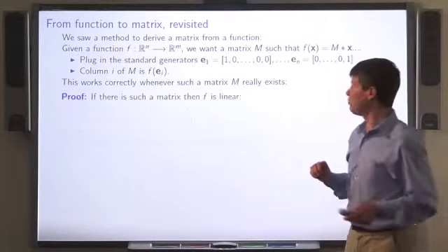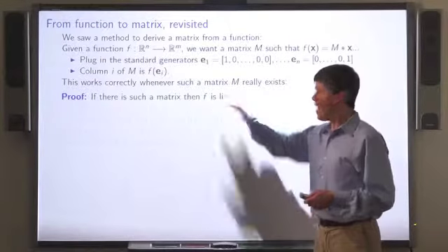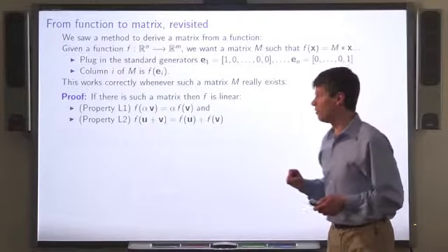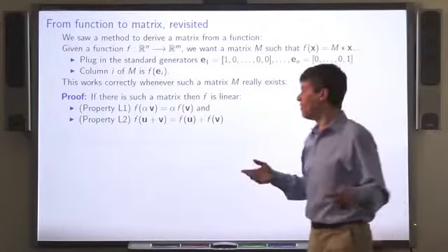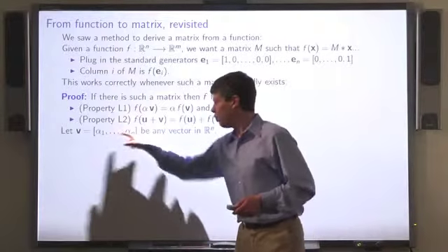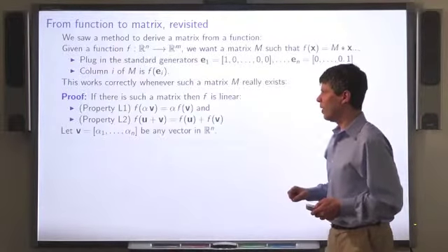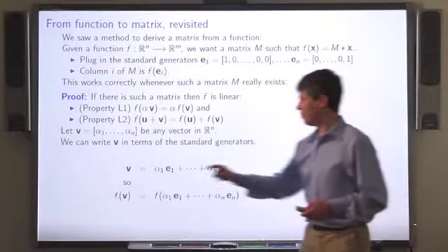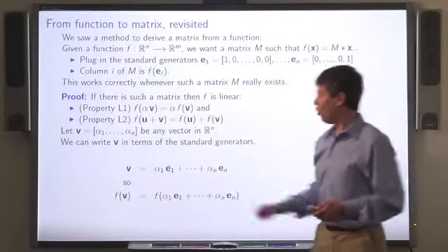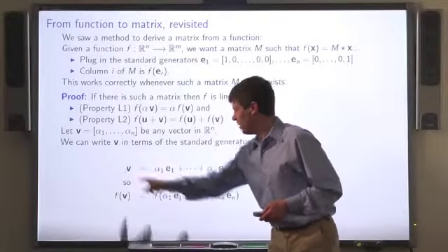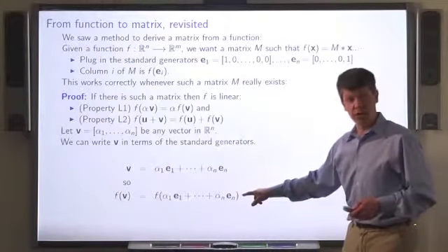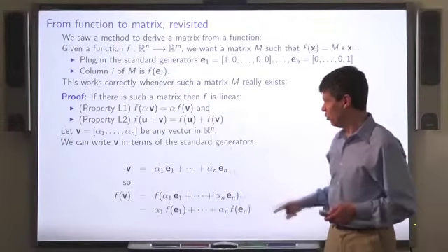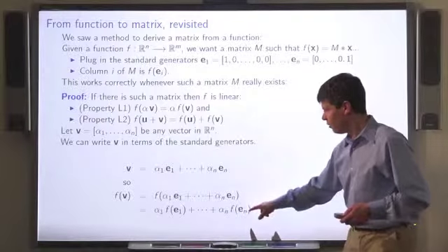So if there is such a matrix, then we just showed that f is a linear function. That means it satisfies these two properties. Now take any vector v. Let's say its entries are alpha 1 through alpha n. We can write v in terms of the standard generators. So applying the function f to v, we get this. Now we use the properties of linear functions. Using properties L1 and L2, we can convert this to this.